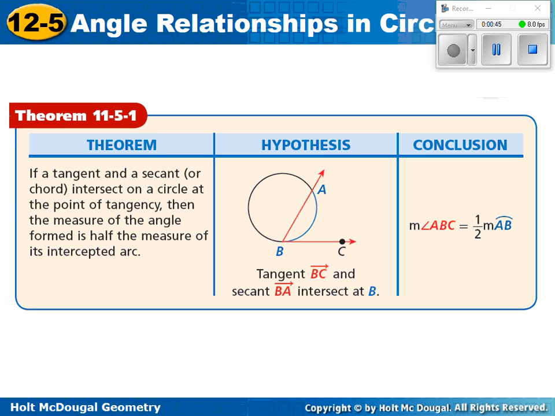I need to review two things with you real quick. You've already learned if it is a central angle, its vertex is at the center. What's the relationship between the angle and the arc? It's the same. They're equal, right? The angle equals the arc. You've also already learned last class period that if it's an inscribed angle, its vertex is on the circle. What's the relationship between the angle and the arc? Okay, the angle is equal to half the arc.